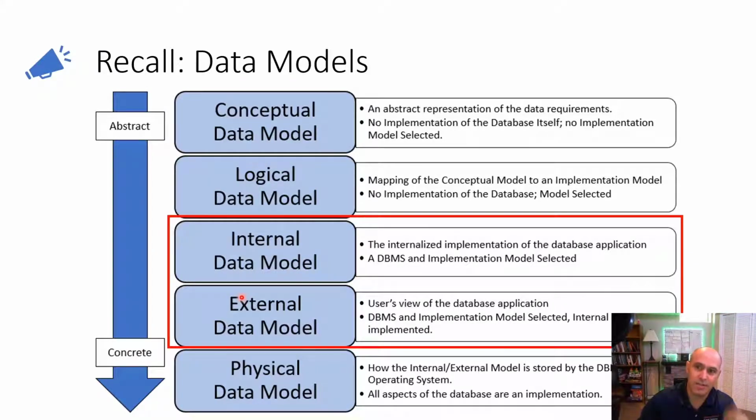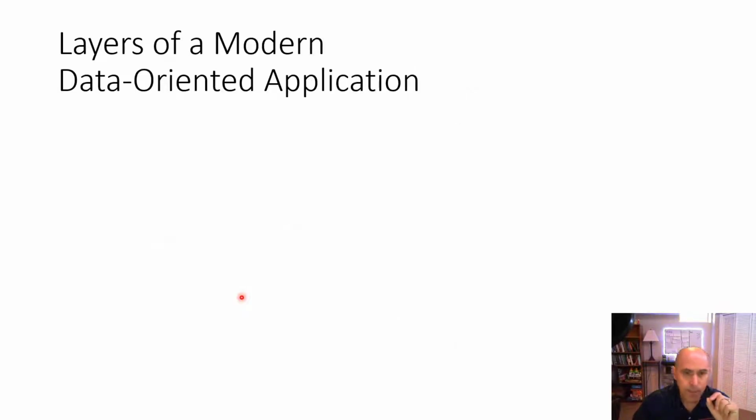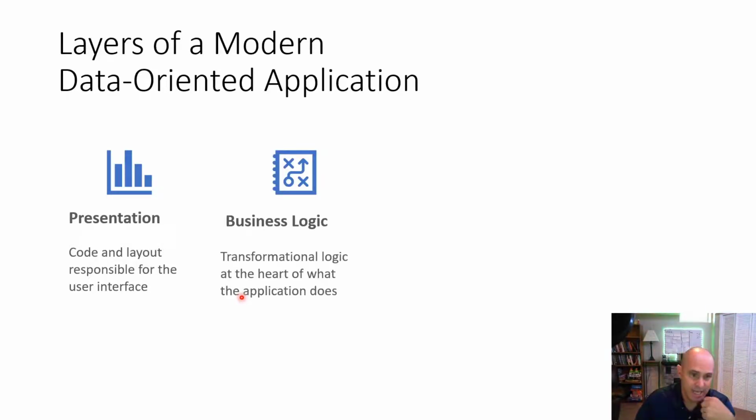So that's a good segue into these database application layers, because remember, we're building an application and we want it to be usable by our end users, but we do not want them to have to know any kind of code or programming or even be concerned about what kind of DBMS is being used. That should all be abstracted away from them. So every data-oriented application has these layers in it. It has a presentation layer, and this is where you build the user interfaces. Then the business logic layer is the meat of the application. It is the transformational logic at the heart of what the application does.